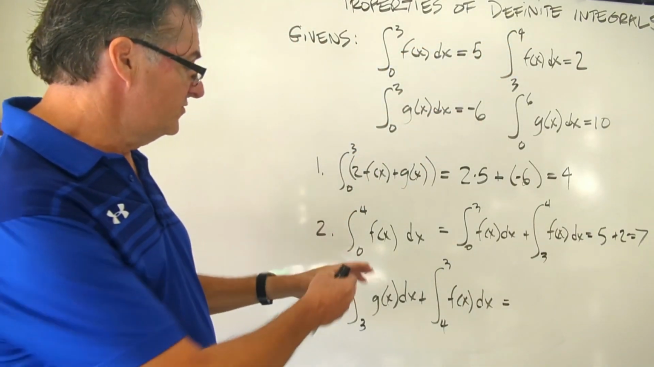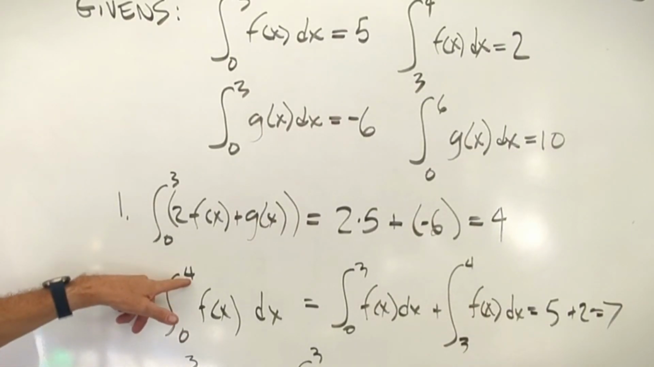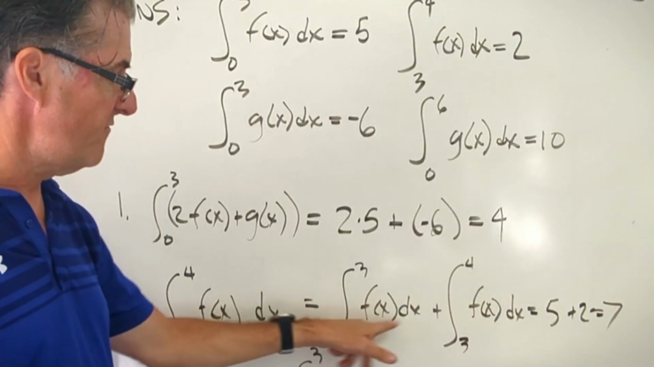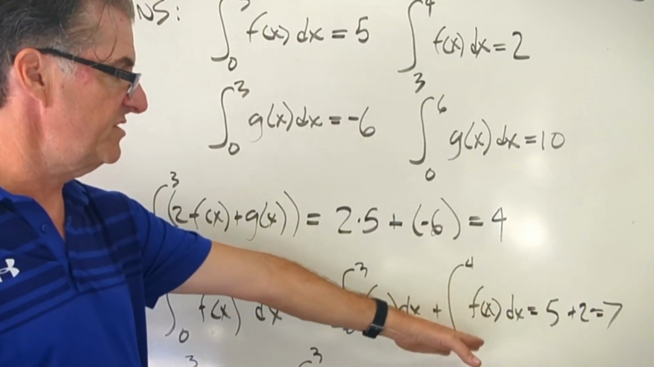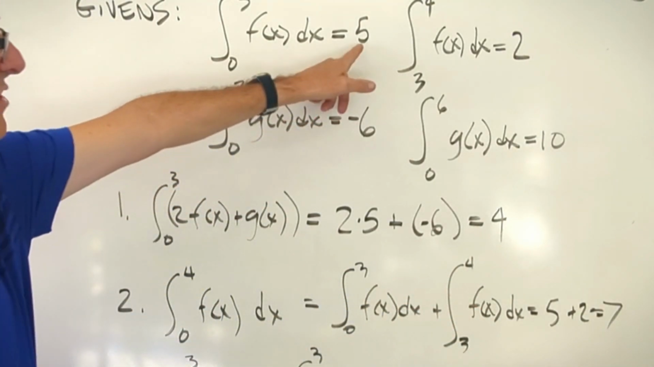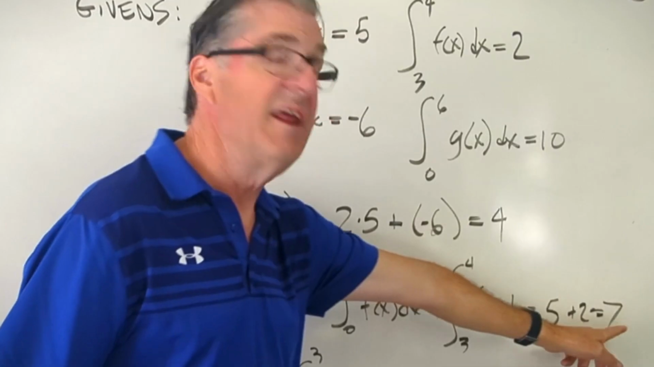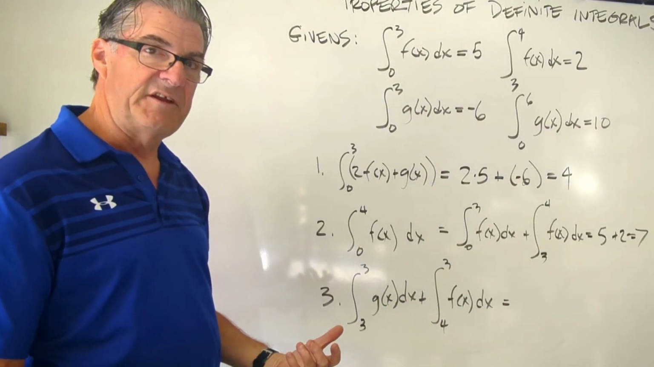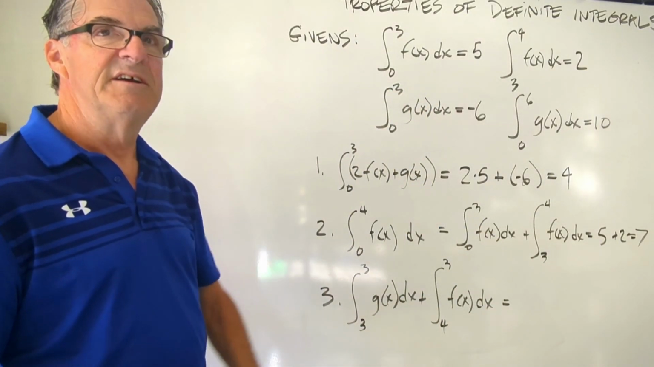So what I could do is I could break this one down from 0 to 4 to 0 to 3 f of x dx, and then 3 to 4 f of x dx. And then I have my numbers here. I have my 5 and my 2, plug those in, and I get a result of 7. Okay, try this one, see what you get.